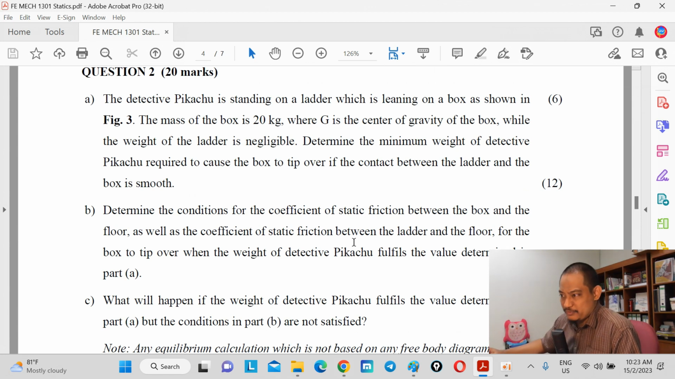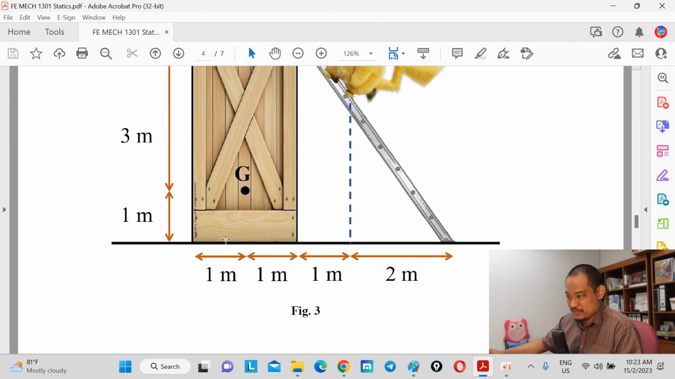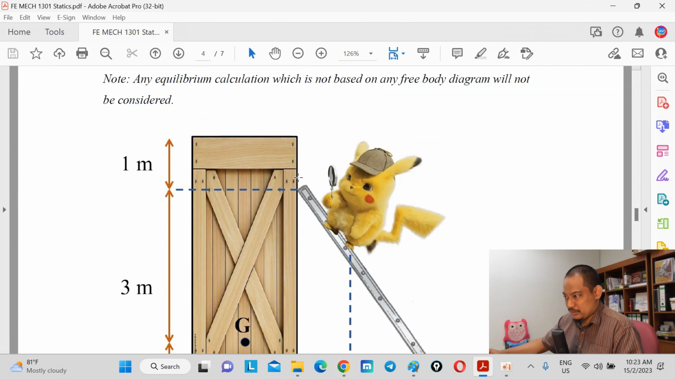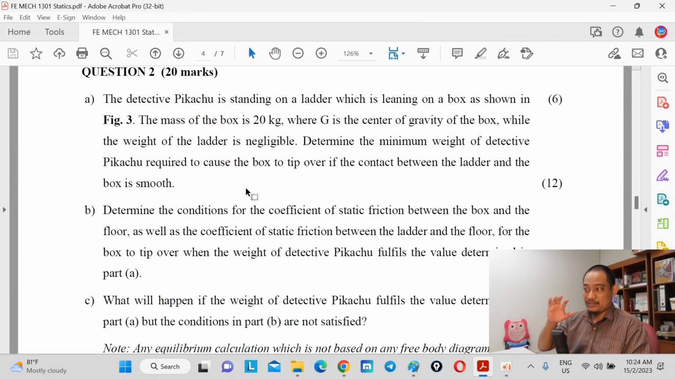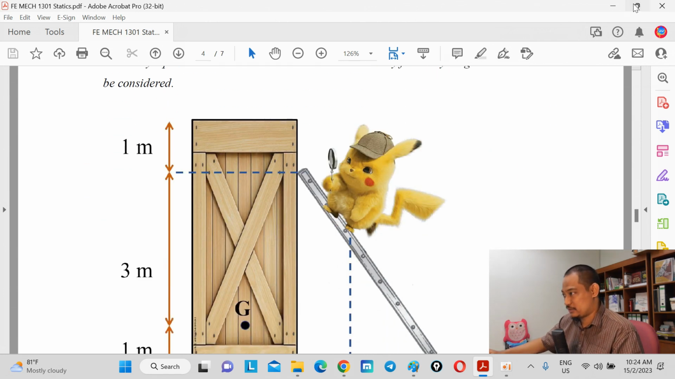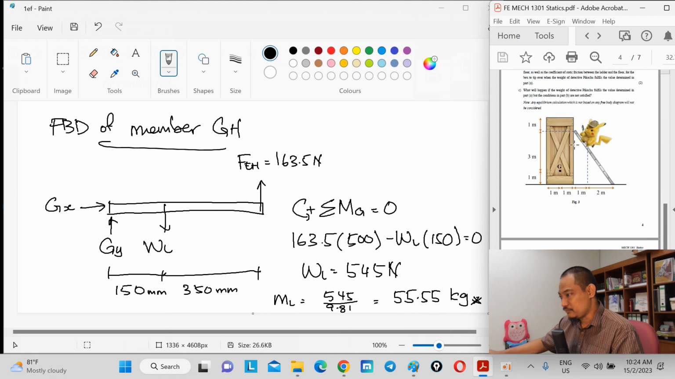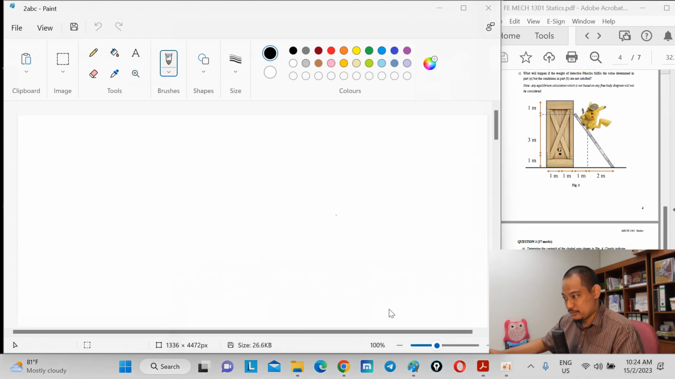Determine the minimum weight of Detective Pikachu required to cause the box to tip over if the contact between the ladder and the box is smooth. So meaning that there's no friction here because it's smooth, right? What is the minimum weight of Detective Pikachu required to make this tip over? So that's the idea, right? Meaning that it is impending motion, it is about to tip. At that point, what is the weight of Detective Pikachu? All right. So let's go. So we have this guy here. Okay, let's just.